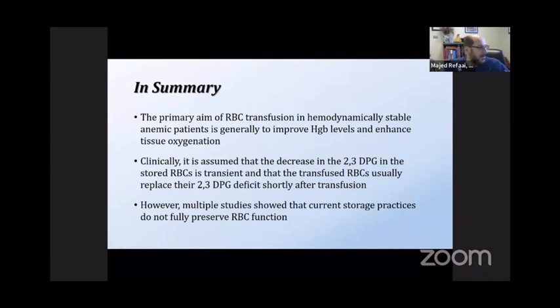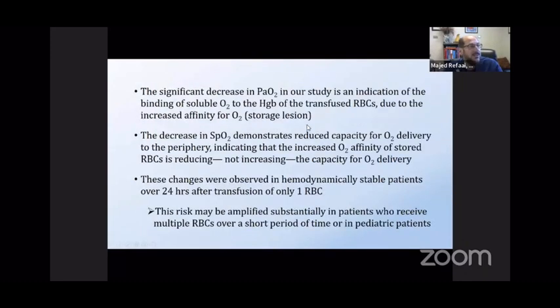The primary aim of red blood cell transfusion in hemodynamically stable anemic patients is generally to improve the hemoglobin level and enhance tissue oxygenation. As we know, this is a general reason for transfusion. I want to improve my patient's hemoglobin and his oxygenation. Clinically, it's assumed that the decreased 2,3-DPG in the red blood cells is transient and that red blood cells replace their 2,3-DPG deficit shortly after transfusion. However, multiple studies show us the opposite.